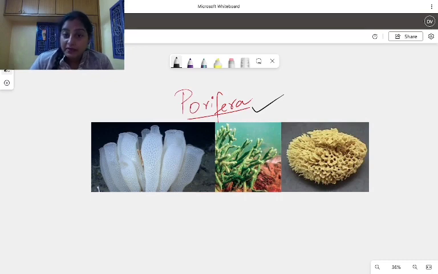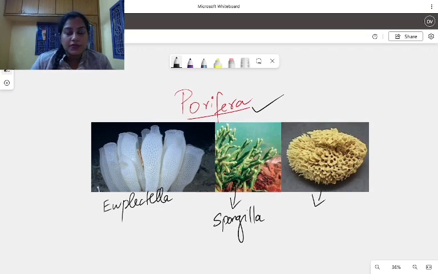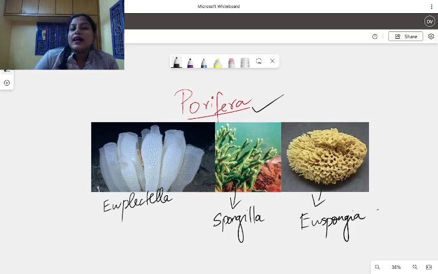Ma'am, please name them. Yes, of course, I'll give you examples. So the very first one, you call it Euplectella. This one, we call it Spongilla. And this one, which is like a bath soap, a bathing sponge, we call that Euspongia. So all these are different examples of poriferans.